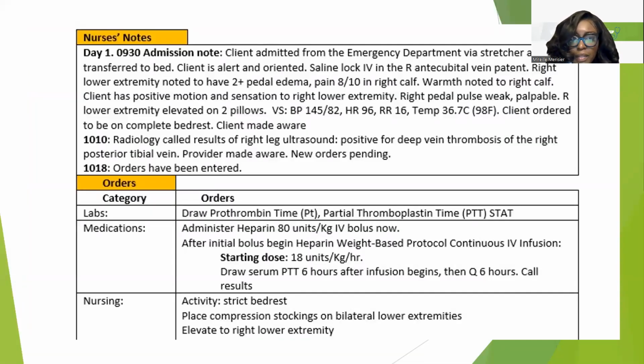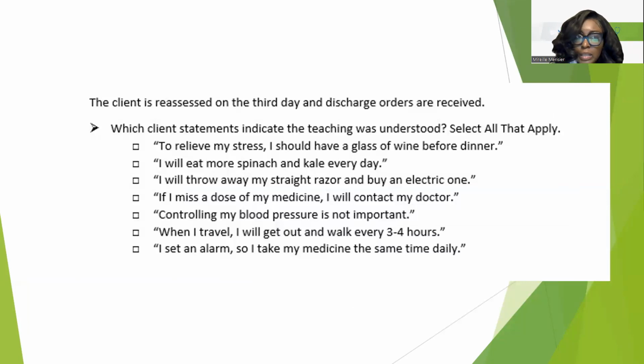So we look at all of these orders that the doctor gave us, and you can see we're following the time, okay? So the next part of the question says, the client is reassessed on the third day and discharge orders are received. Which client statements indicate the teaching was understood? Select all that apply. So the patient's been there for 3 days. They've been getting their heparin, probably doing a lot better, no issues. So look at the question, look at the stem. Which client statements indicate the teaching was understood? So I'm looking for everything that the client is saying that is wrong or that is right.